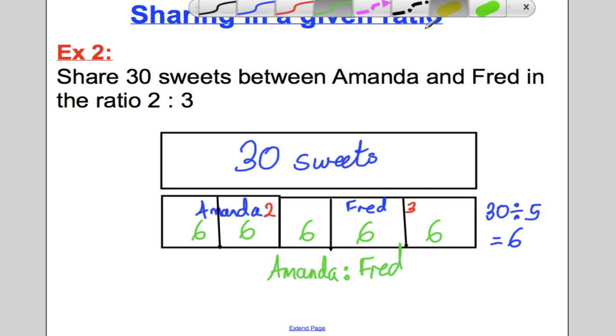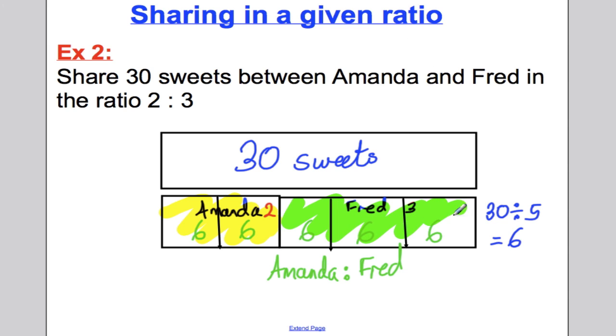Well, Amanda gets 6 and 6, and Fred gets 6 and 6 and another 6. So Amanda gets 12, and Fred must get 6 plus 6 plus 6, which is 18.